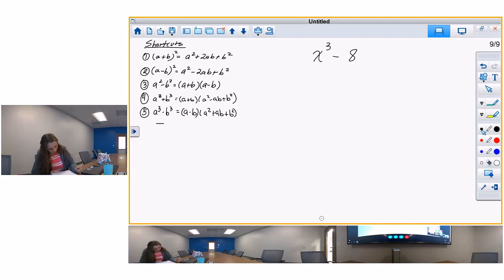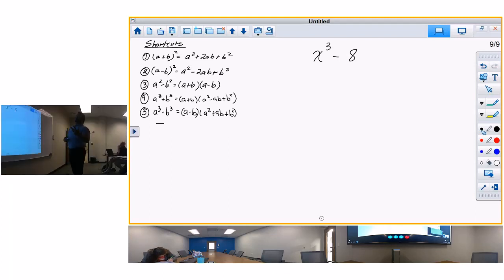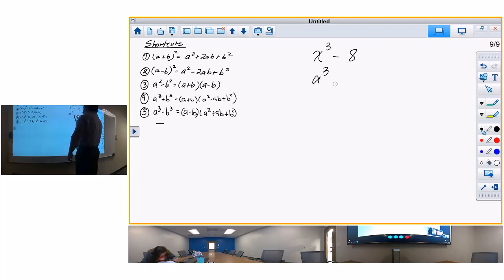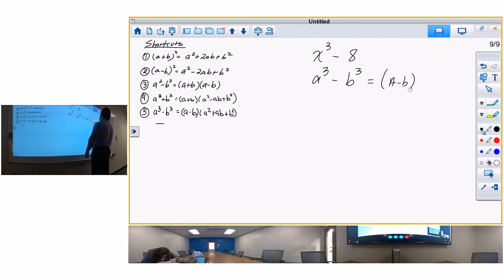All right. So we deduced that 1, 2, and 3 do not work. So that leaves 4 and 5. Which one is it? Number 5: A cubed minus B cubed equals A minus B, sorry, times A squared plus AB plus B squared.